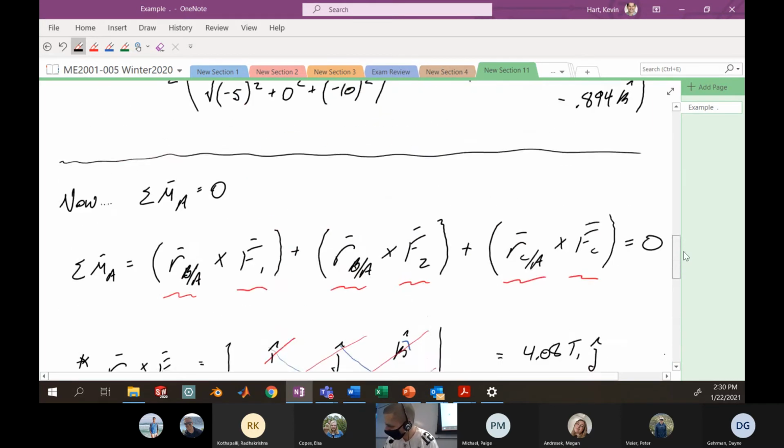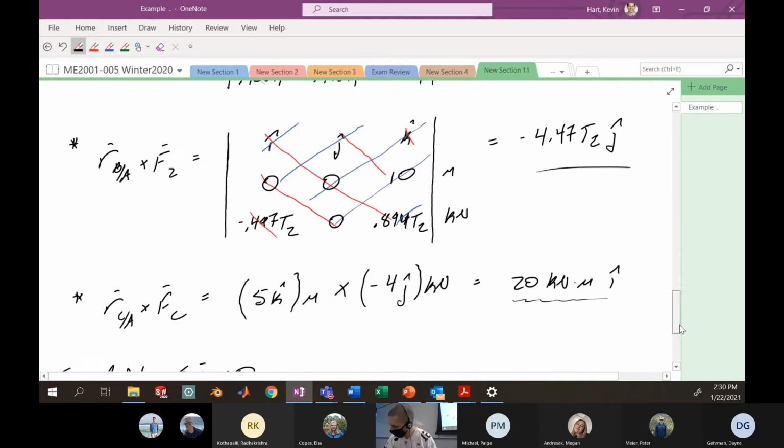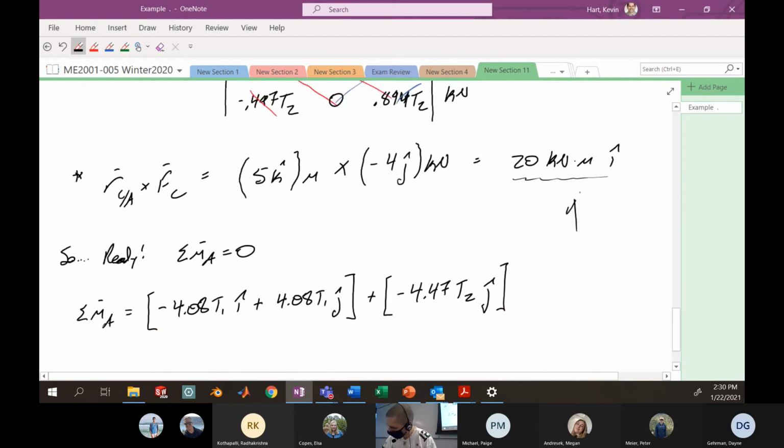And the last little bit I need is the contribution from this RCA cross FC. So that is here, plus 20 kilonewton meters I hat. All this needs to be equal to 0 if we want to maintain our equilibrium.